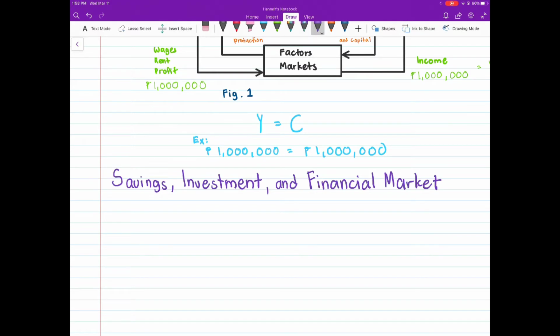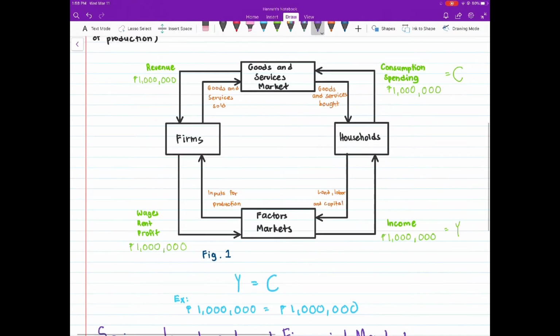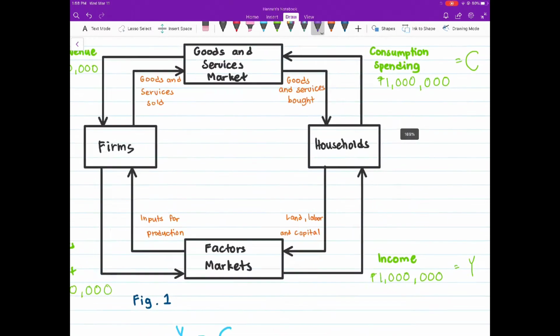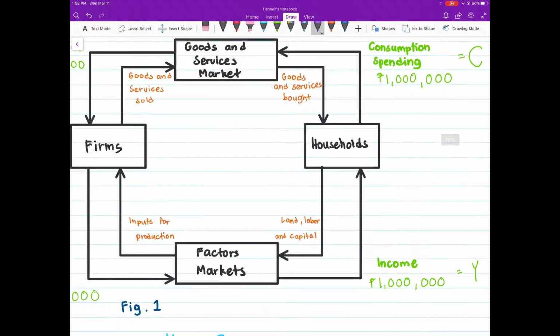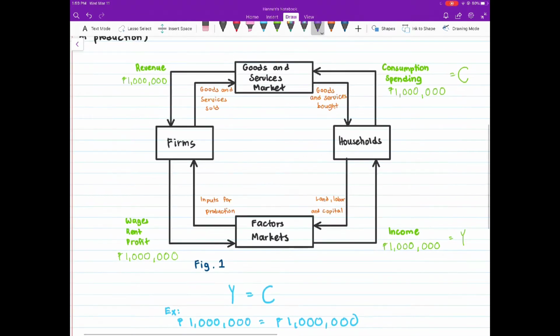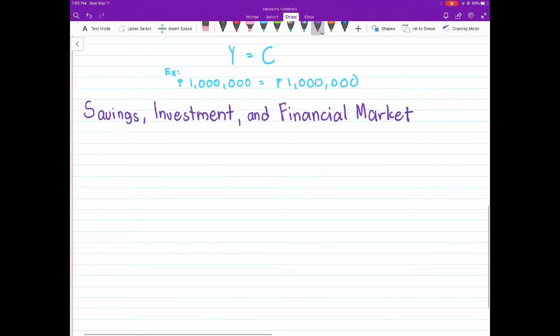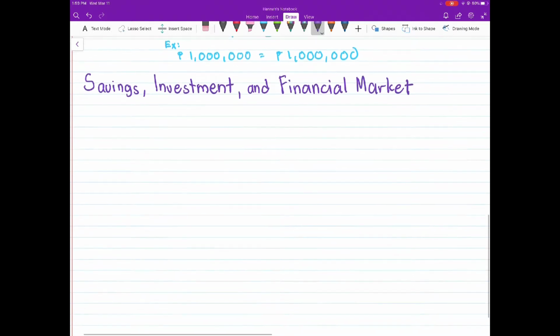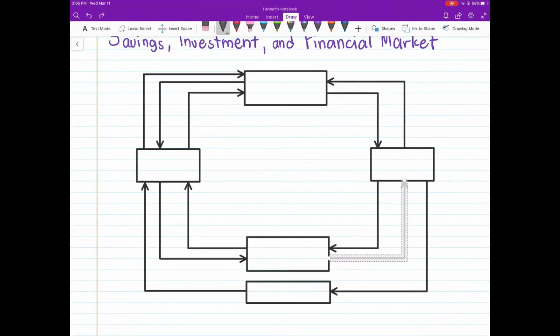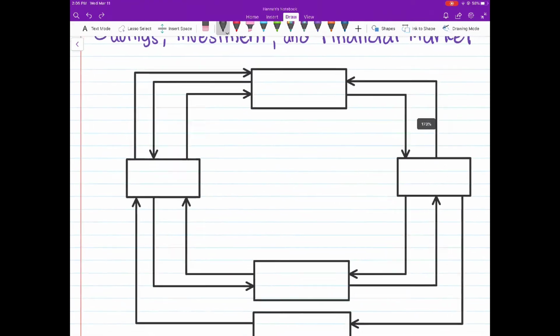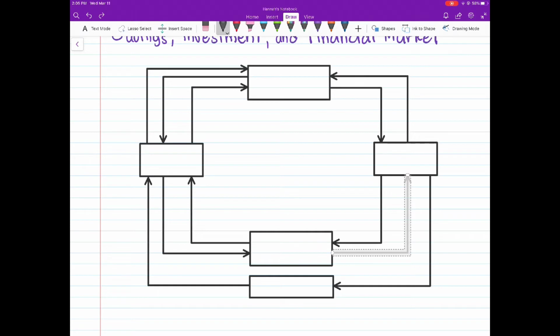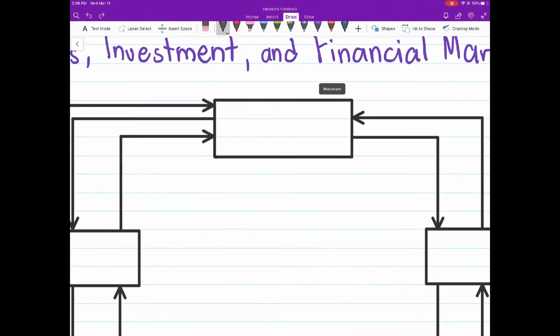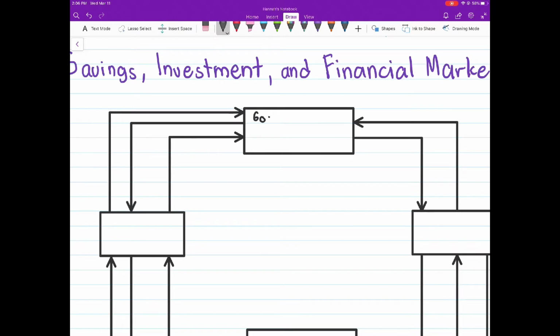In figure number 1, back here, households spend all of their income on goods and services. But now, let's do another figure in which households set aside part of their income as savings. Okay, now let's draw that one. So here is the new diagram. As you can see, there are some added things. So let's label them again. This is the same, the goods and services market.